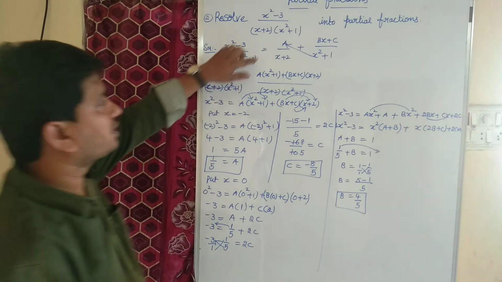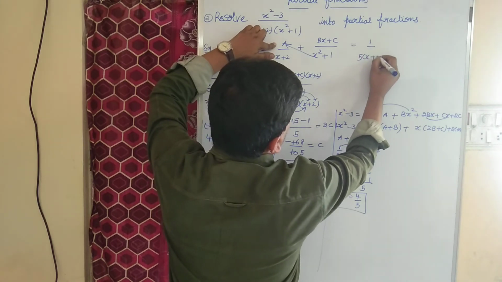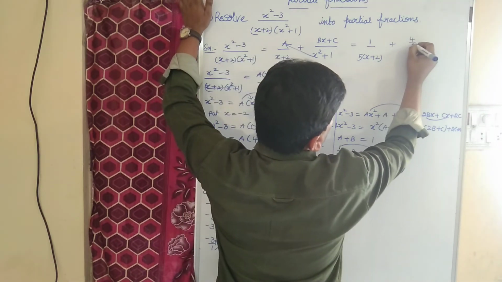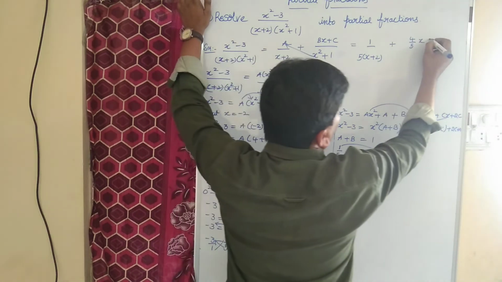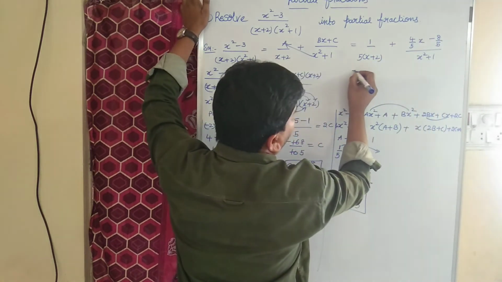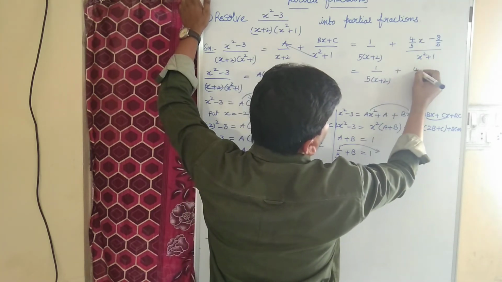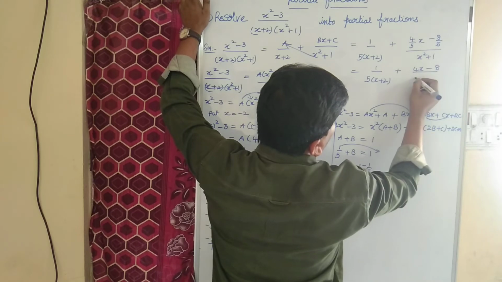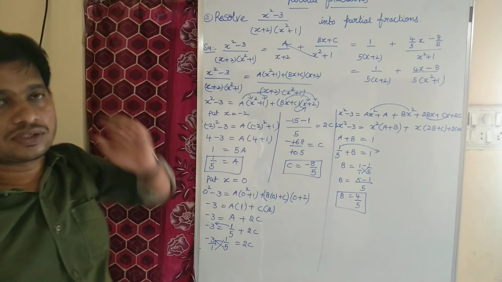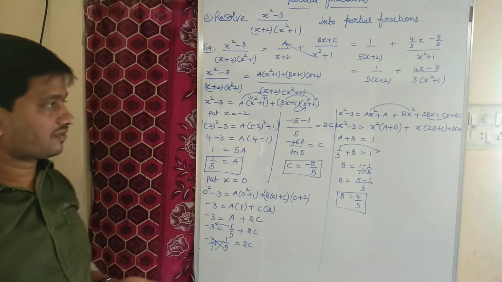So let us substitute in the general equation. A we got 1 by 5, so 1 by 5 into x plus 2, plus b value we got 4 by 5, 4 by 5 into x, and c value we got minus 8 by 5, by x square plus 1. So I can write it as 1 by 5 into x plus 2, plus 4x minus 8 by 5 into x square plus 1. So that is our partial fractions.